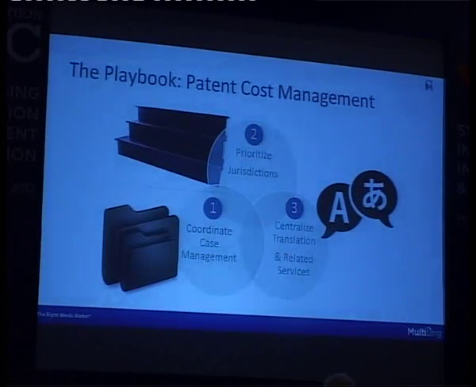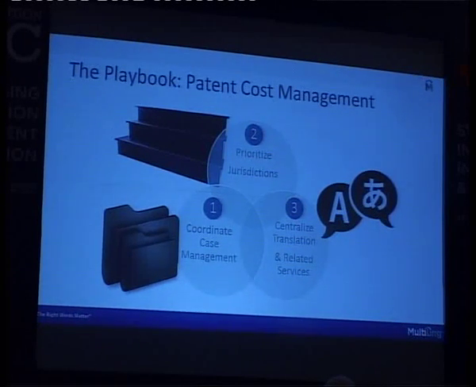This is what could be called the central slide of this case study. Three pillars or three components play an important part in patent cost management. And when I say cost management, it also has to do with risk management. I'll explain a little bit why.